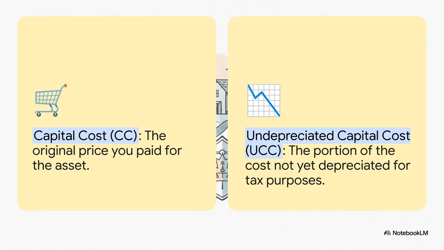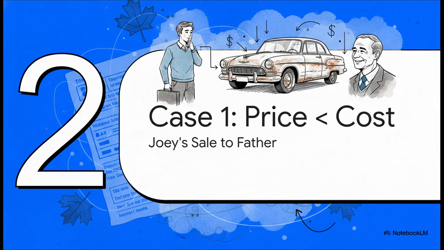Now for two terms that are absolutely critical to understand. First, we have capital cost, or CC. Super simple. That's just the original price tag, what you paid for the asset, plus any related costs to get it working. Then you have the undepreciated capital cost, or UCC. Think of the UCC as the asset's remaining value for tax purposes. It's the original capital cost minus all the CCA you've claimed over the years. This UCC number, you're going to want to keep a close eye on it because it's a major player in all our calculations.